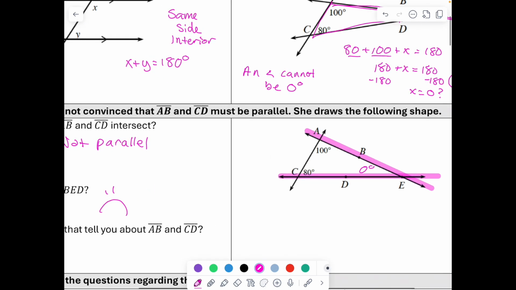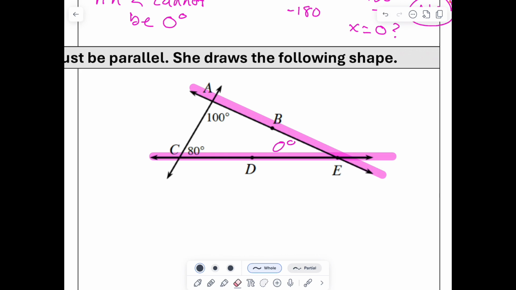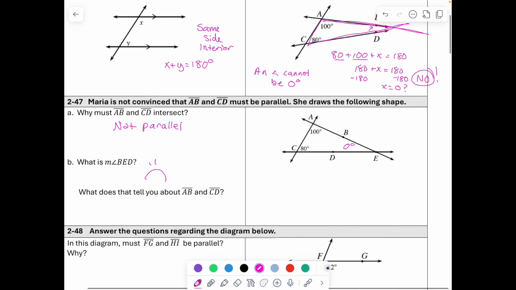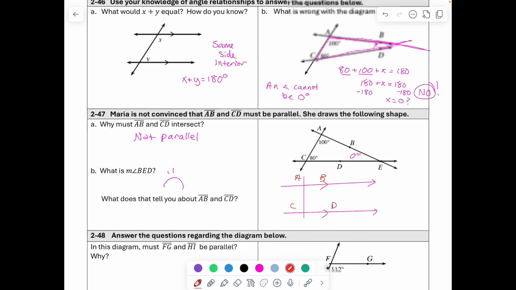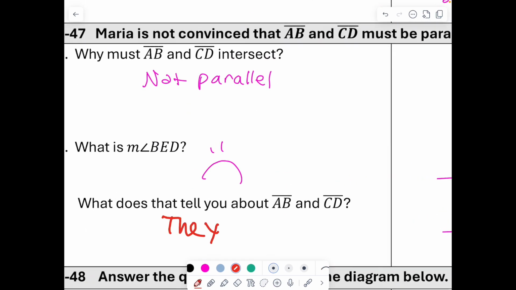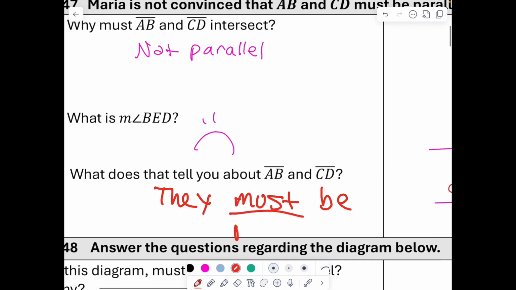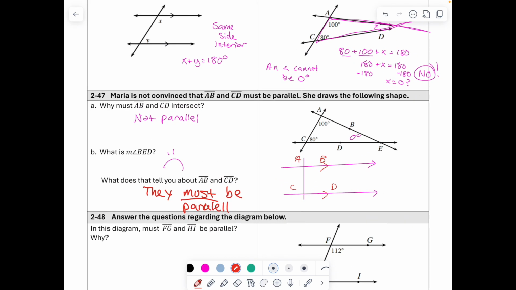So what does that tell you about AB and CD? Well, if it can't be 0 degrees, then they can't meet at all, which means that these lines have to be parallel. They should never meet. Lines AB and CD. So this tells us that they must be parallel. Even though she drew a bad picture, they are parallel, because you cannot have an angle with 0 degrees.